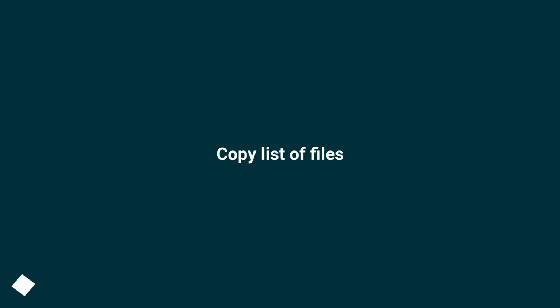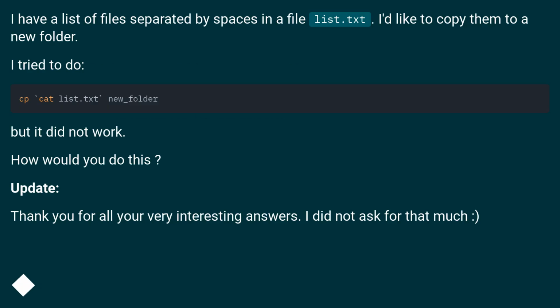Copy list of files. I have a list of files separated by spaces in a file, list.txt. I'd like to copy them to a new folder. I tried to do this, but it did not work. How would you do this?